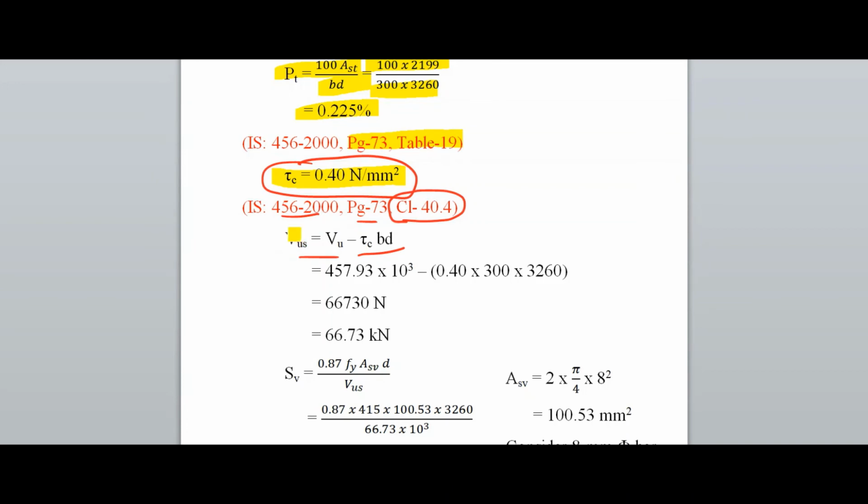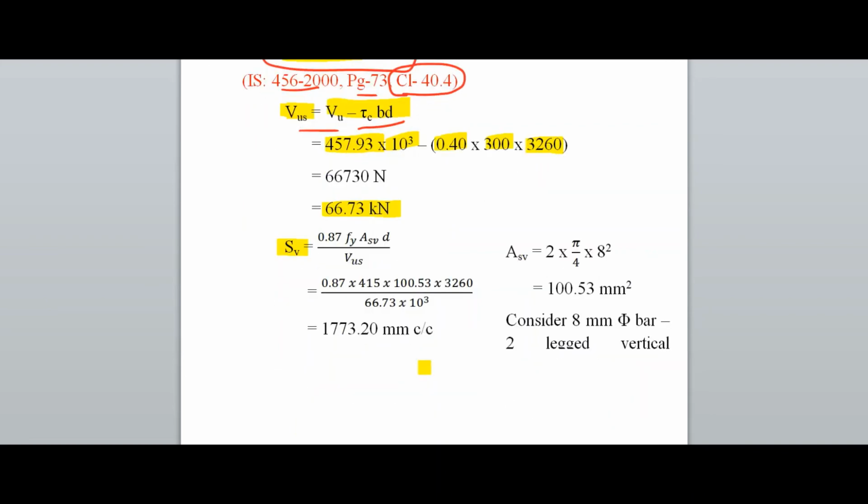Now Vu minus tau c bd: Vu is 457.93 into 10 raised to 3, tau c is 0.4, times 300 times 3260. So the shear force is 66.73 kilonewton. Now Vu is used to find out the spacing.